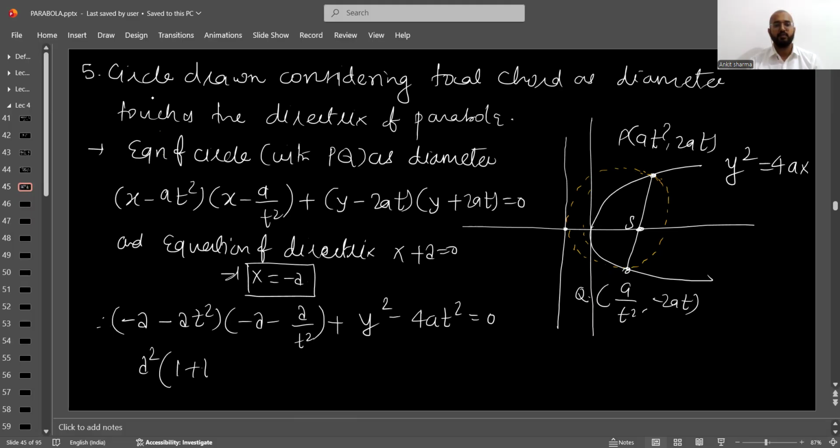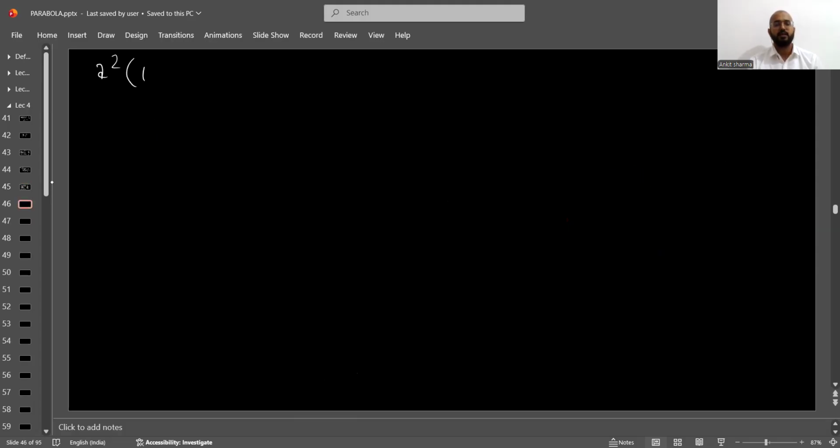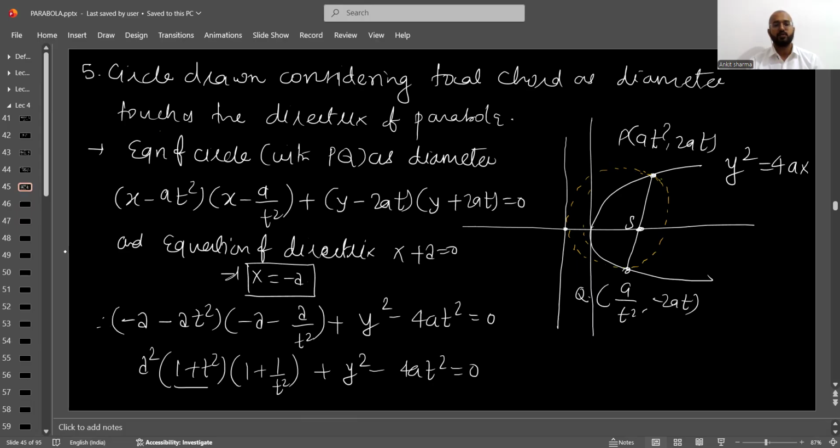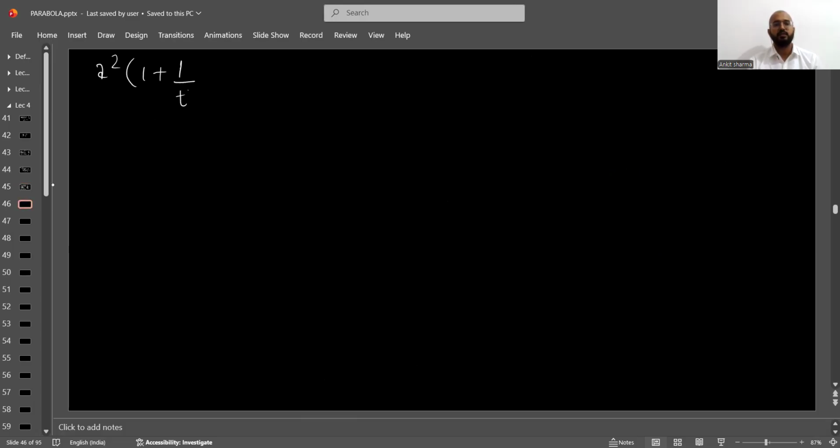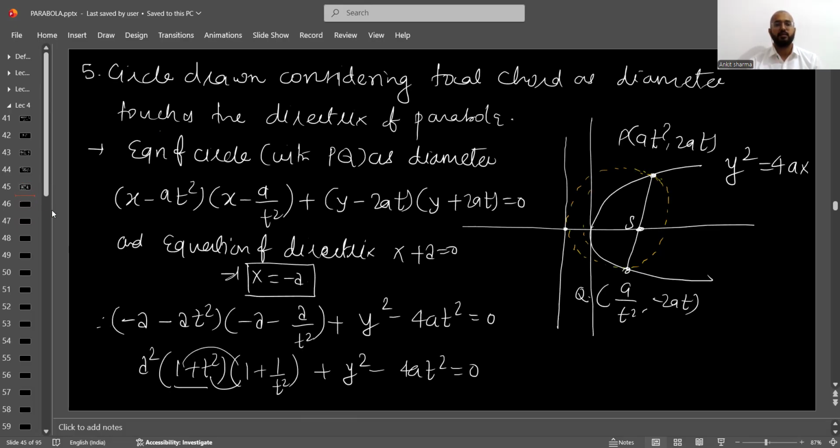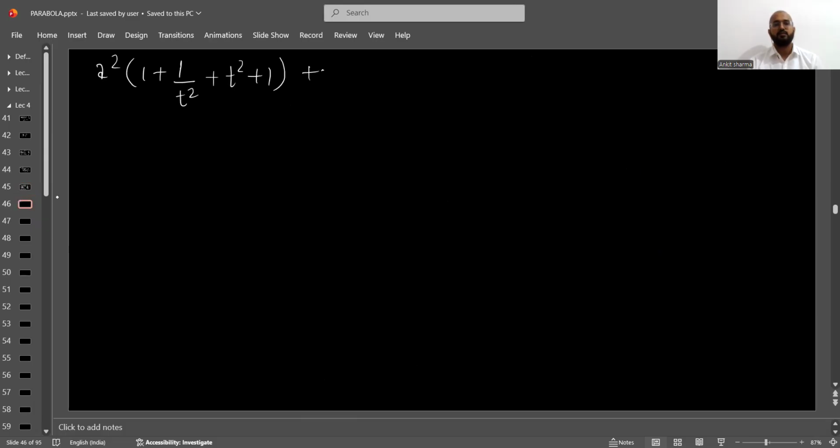And then this turns out to be 1 plus t square into 1 plus 1 upon t square, and then plus y square minus 4a t square is equal to 0. Moving to the next page, this will be a square into 1 plus, multiplying these two terms together, 1 plus 1 by t square plus t square plus 1, then plus y square minus 4a t square is equal to 0.